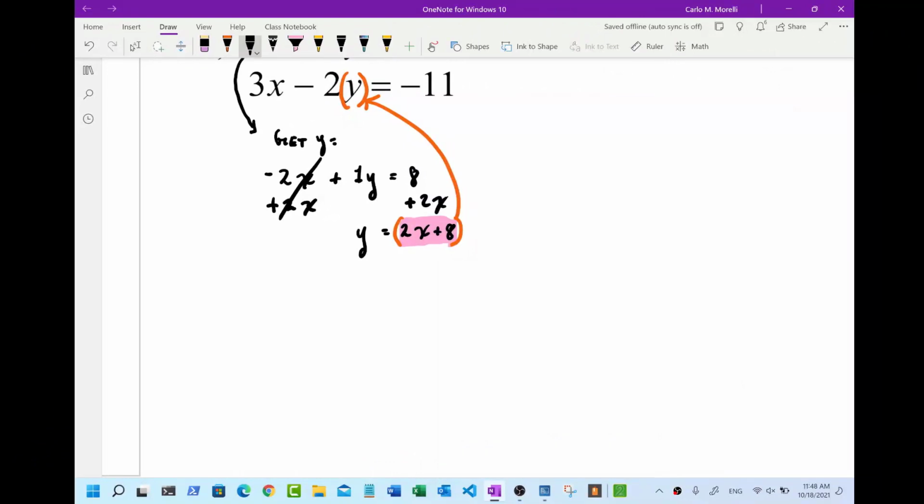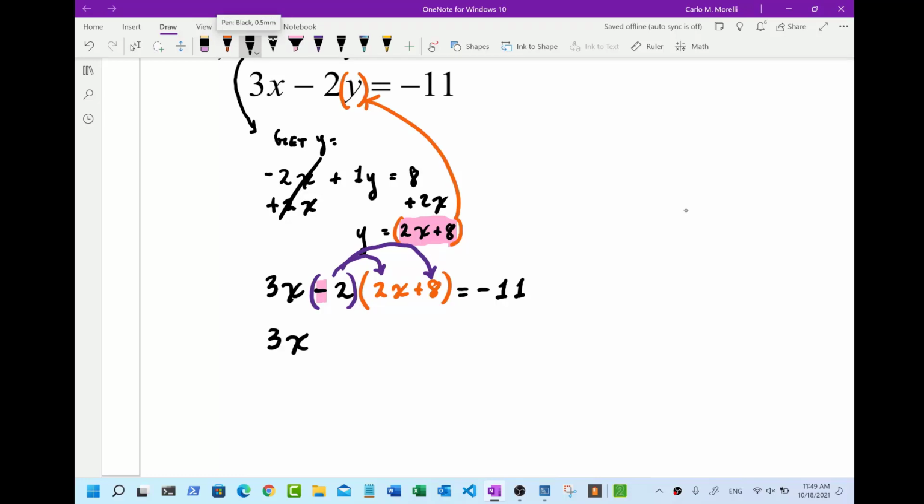Okay, so now we're going to go ahead and perform that substitution. So we write 3x minus 2, open parentheses, 2x plus 8, close parentheses, equals negative 11. Okay? And now we've got to remember, this negative 2 must be distributed as a negative 2. The most common mistake that we see as math teachers is students forgetting to include that negative symbol right there, okay, in the distribution. So now we have 3x minus 4x minus 16 equals negative 11.